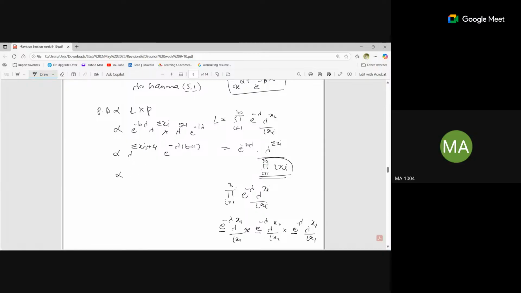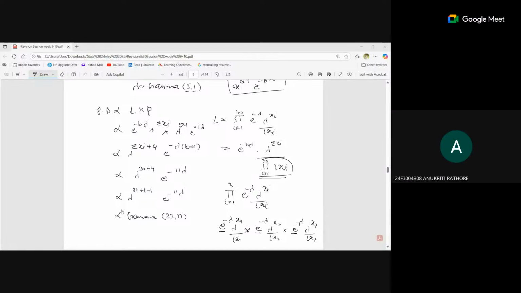Now I can write this as, what is the summation of xi? The summation of samples would be 30. This is coming out to be lambda raised to the power 30 plus 4, e raised to the power minus 11 lambda. Now, this will be following what distribution? Ma'am, I guess it should be Gamma 33, 11. Yes, 33, 11. Till here, is it fine to everyone?